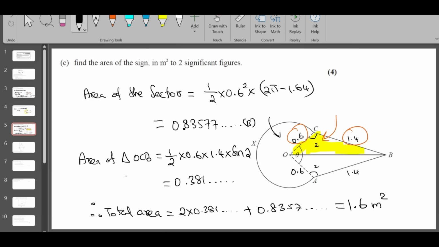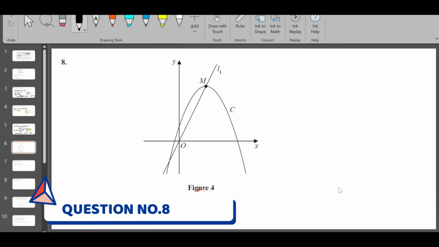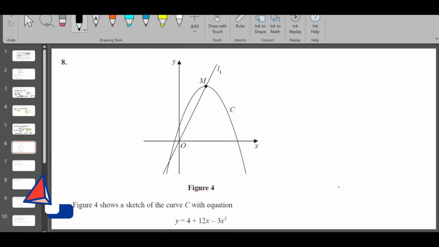That's all. Let's move on to question number 8. We have a quadratic graph given and the function corresponding to the quadratic graph. The coefficient of x squared is negative, that's why it's an upside down parabola.